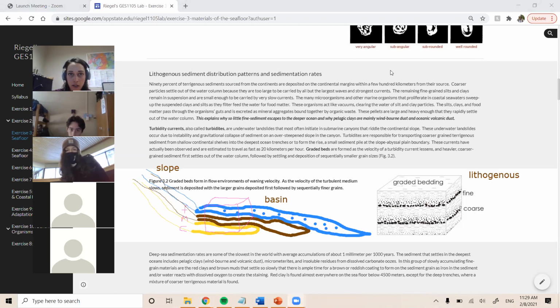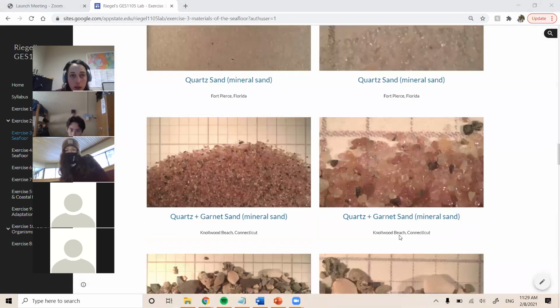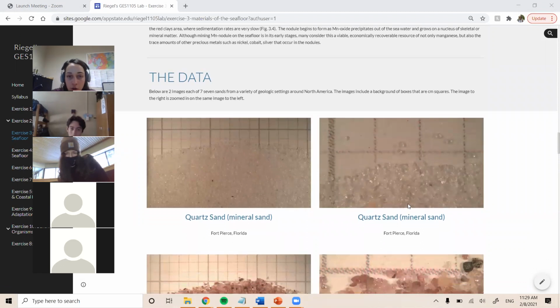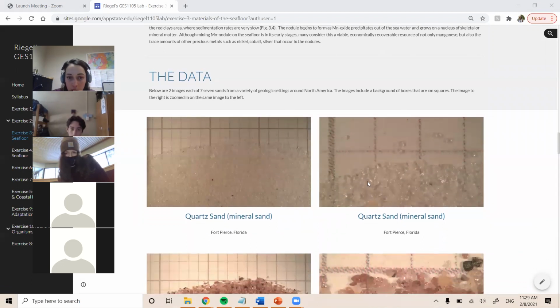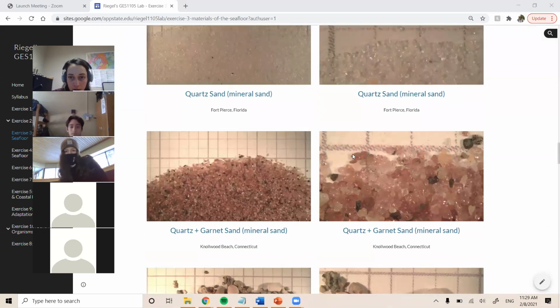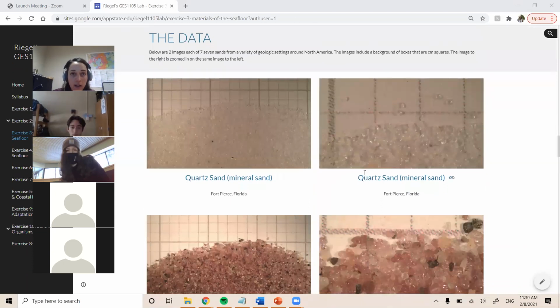I'm going to clear this drawing and let's cruise down. So what you guys are going to be doing is, here's your data. Notice, right, that these are the same data, same material. It's just a lot more zoomed in. All right, so you guys are going to be looking at this material and figuring out sort of the depositional environment, about where they would have come from.